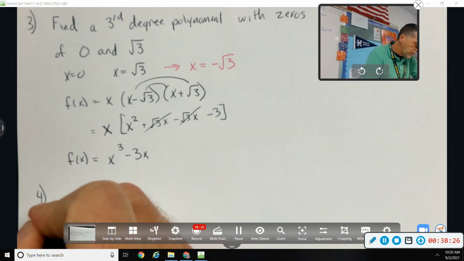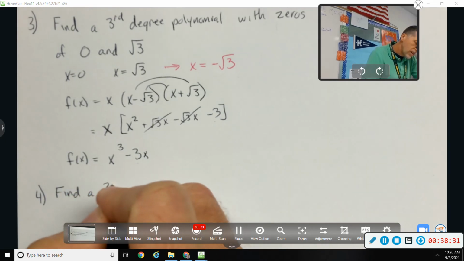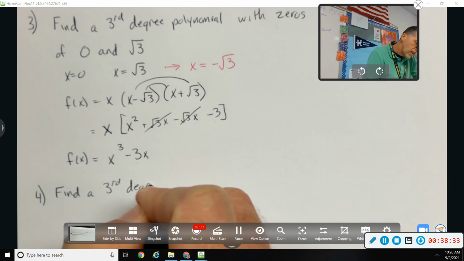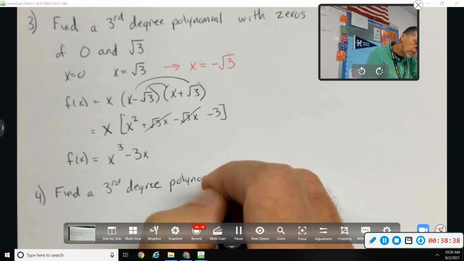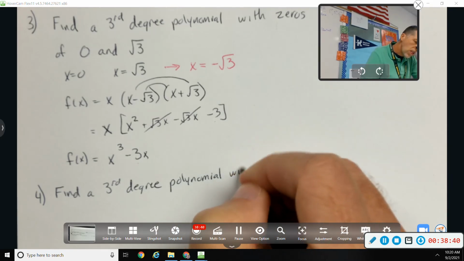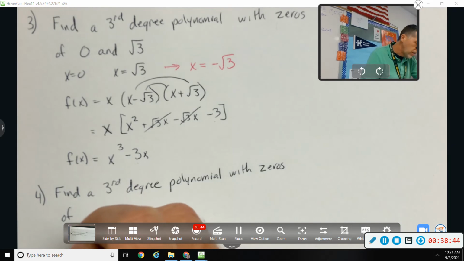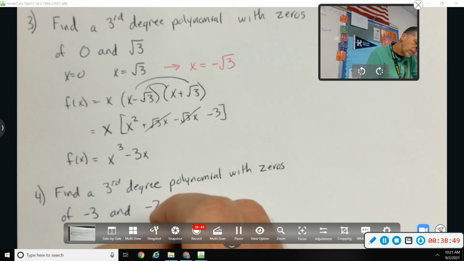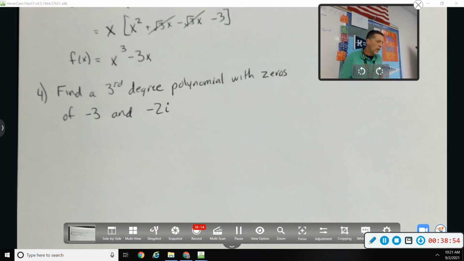2 more examples. Almost there. Find a third degree polynomial with zeros of negative 3 and negative 2i.